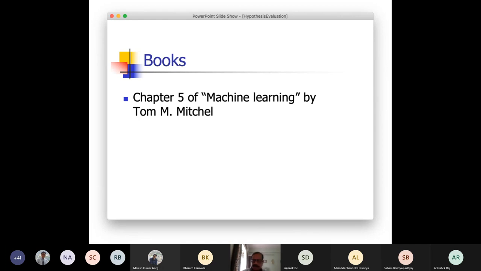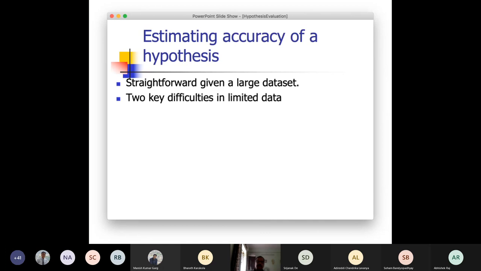So in our jargon, we will still be using the word hypothesis, which we have used in the concept learning topic. So this is the chapter. You should read this chapter on this topic. So this is what I was discussing, that our objective is to estimate the accuracy of a hypothesis, for the performance analysis of that particular hypothesis.